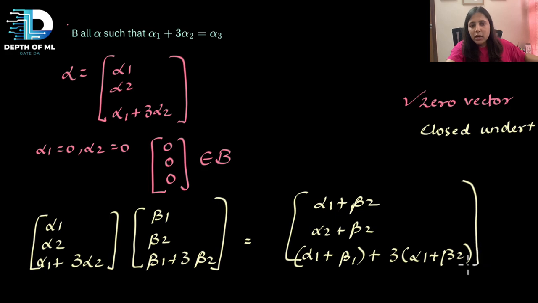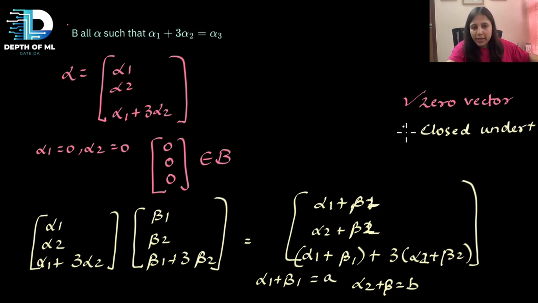Now I'll take alpha 1 plus beta 1 equal to A, and alpha 2 plus beta 2 equal to B. Now if you put these values, we will get the same form of the vectors from here, right? So hence this is closed under addition also.